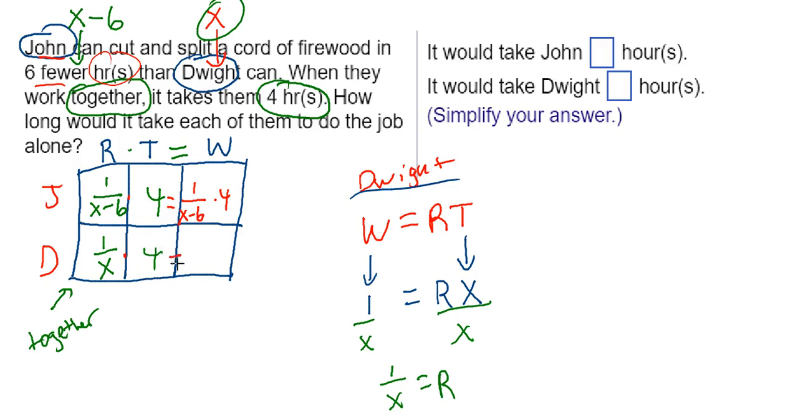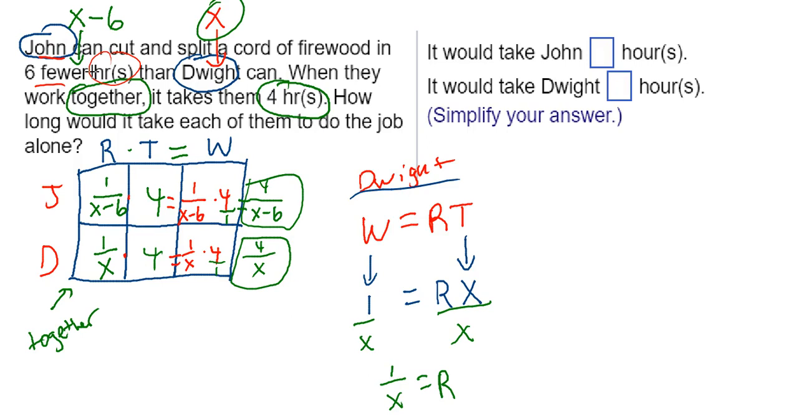We'll do the same thing for Dwight. We'll get 1 over x times 4, and that'll tell me Dwight's work, that he's contributing to the job. Now, we could probably write this a little bit nicer by multiplying these together. Think of this as 4 over 1. Multiply this into a single fraction. So this will be 4 on top and then x minus 6 on the bottom. Right? So that's John's work. We'll do the same thing here. Think of this as 4 over 1. We get 1 times 4 on top and then x times 1 on the bottom, which will just be x. So that's Dwight's work.